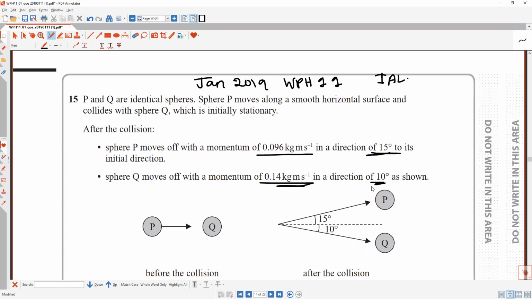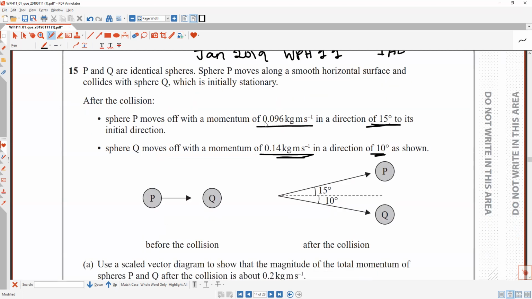Okay. So these are their initial momenta. Now, what is the total momentum of both of them? Can you see they both are vector diagrams? What's the total momentum of both of them? We have to find that. How? By drawing a vector diagram. Let's say 0.096. Now we have to decide a scale over here.